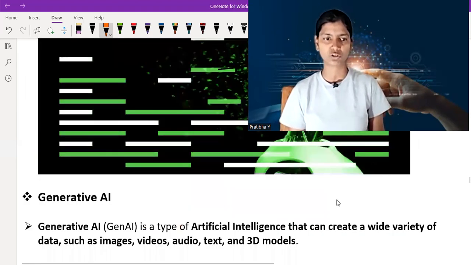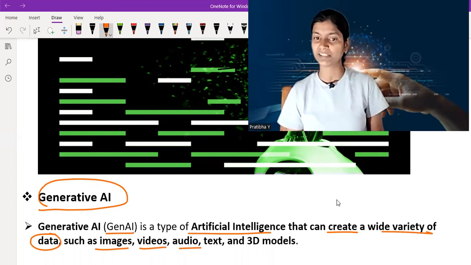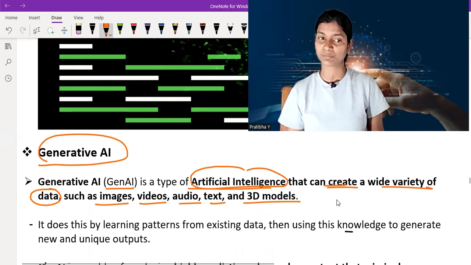Now let's move on to the next topic called generative AI or Gen AI. Gen AI is a type of artificial intelligence that can create a wide variety of data such as images, videos, audio, text, and 3D models.